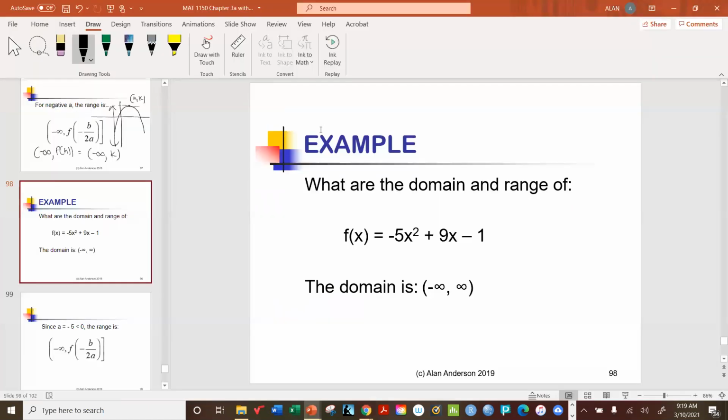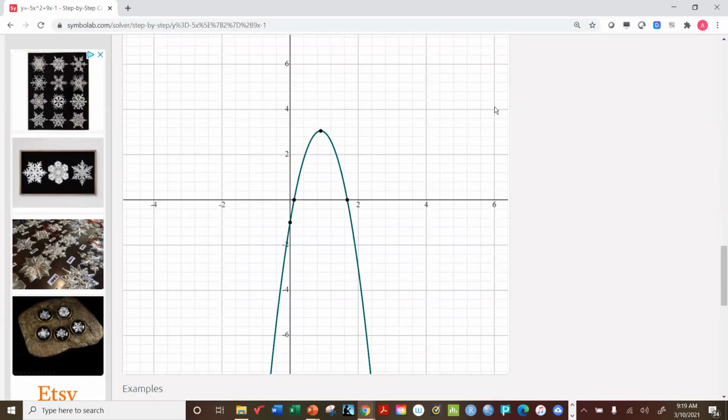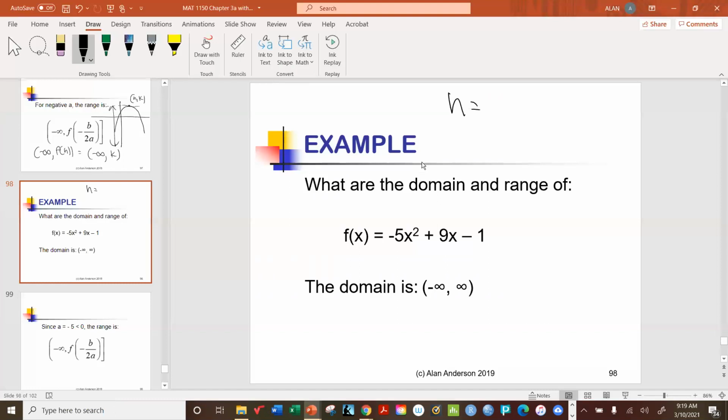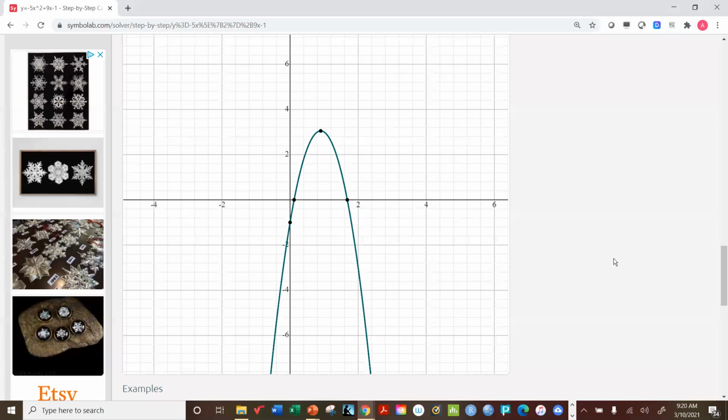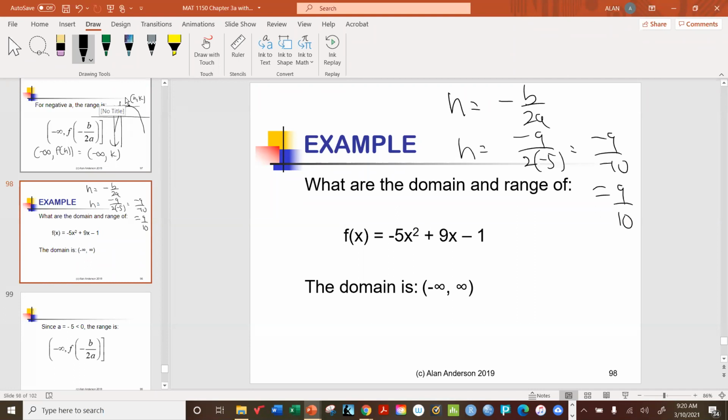Wow. That's not a pretty pair of numbers, is it? H is, and we could have figured this out for ourselves. I mean, really, it's minus b over 2a, minus 9 over 2 times minus 5, minus 9 over minus 10. That's H. And then K would be, oh my God, all right.